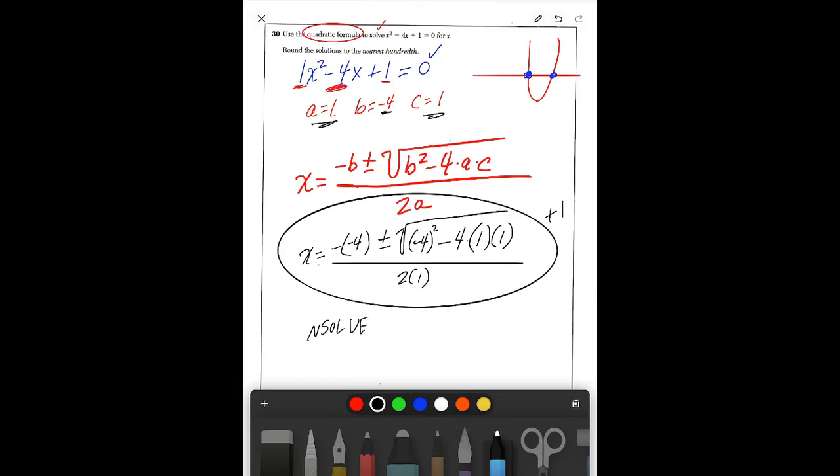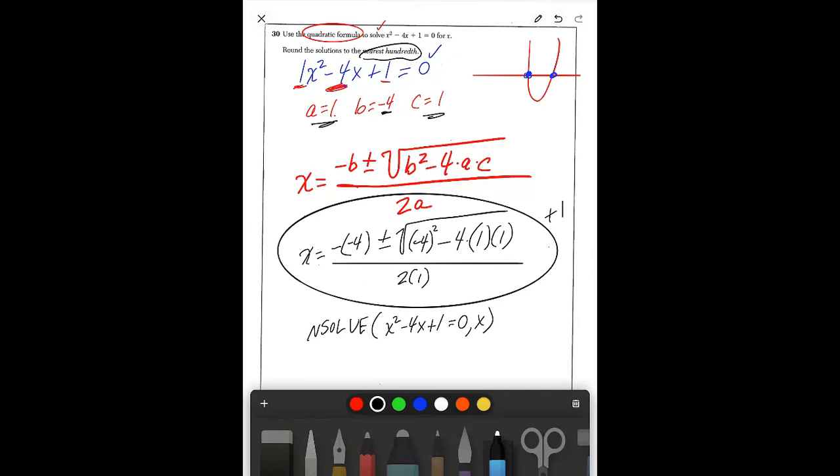Now, if we do nSolve, we're going to get both of the solutions. So we're going to nSolve x squared minus 4x plus 1 equals 0, comma x. And then we're going to be looking for two solutions, and they need to get rounded to the hundredths place. And if we do that, that'll also be 1 point.